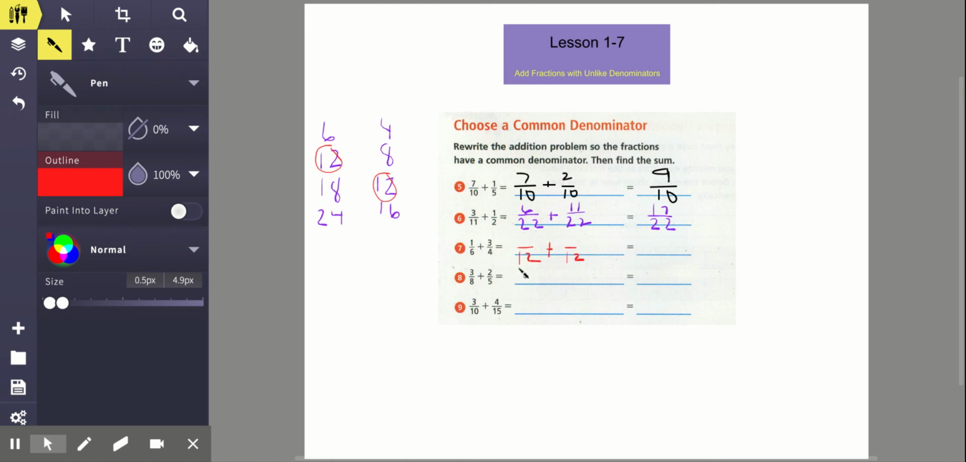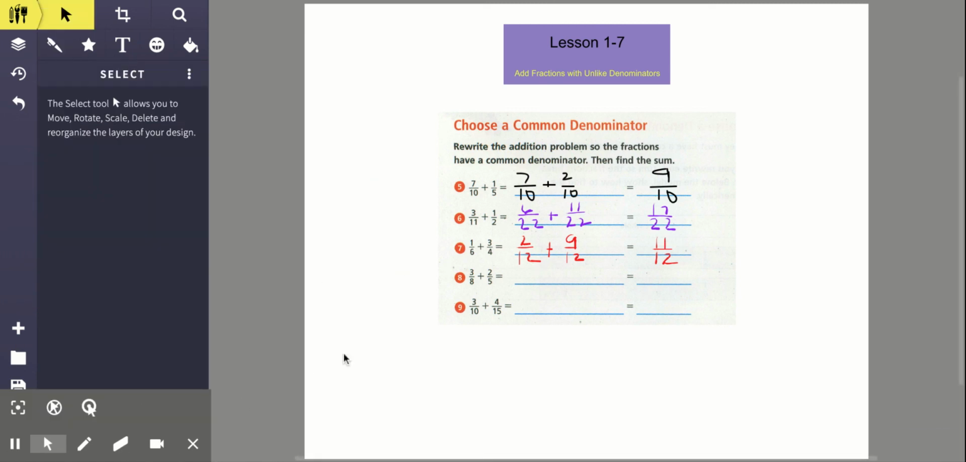So how did I go from 6 to 12? What did I multiply by? 1, 2. So I need to multiply 1/6 times 2. So 1 times 2 is 2. 2/12 is my first fraction. And 4, how did I get from 4 to 12? I multiplied by 1, 2, 3. So 3 times 3 is 9. So now I have common denominator. 12 goes on the bottom. What's on top? 2 plus 9 is 11. So my answer is 11/12 for number 7.